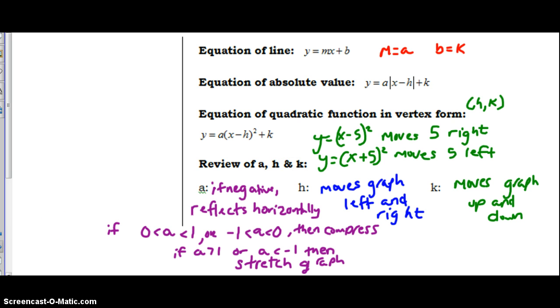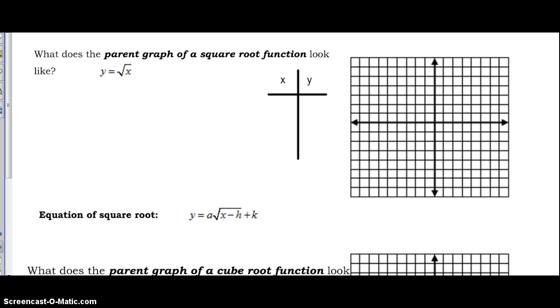Okay, let's look at our new functions. Our first one is our square root function. So we've been working with radicals, solving equations, and simplifying. And now we're going to get a chance to look at what the graph is. So I want you to go ahead and try to first just plot the parent graph. Plug in values for x and for your y. See what you get. So go ahead and try that.